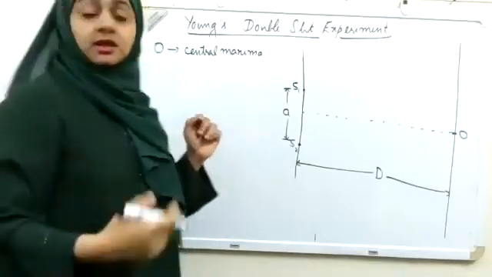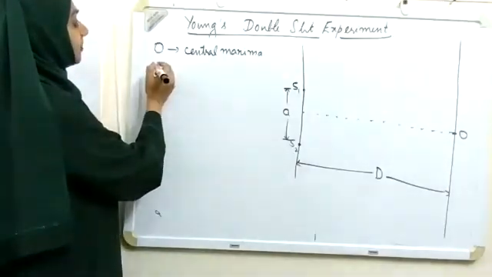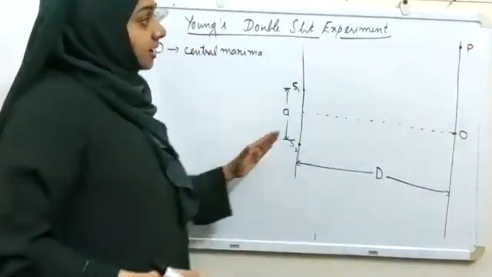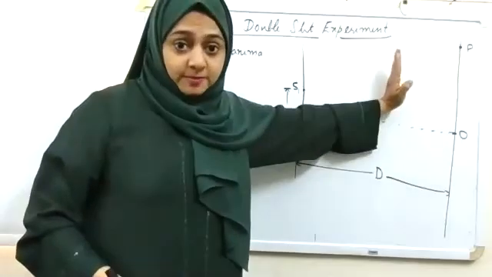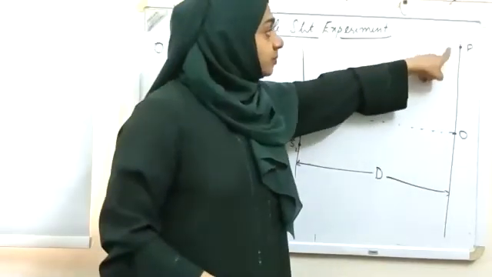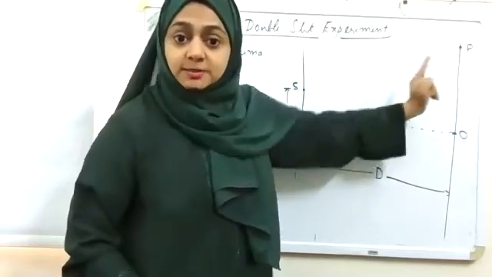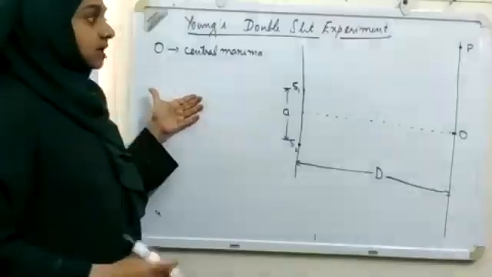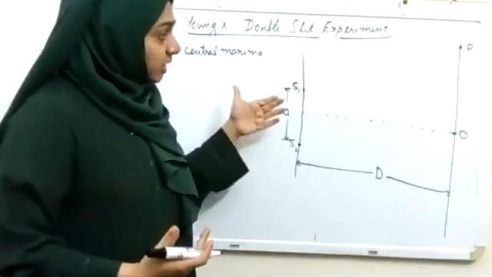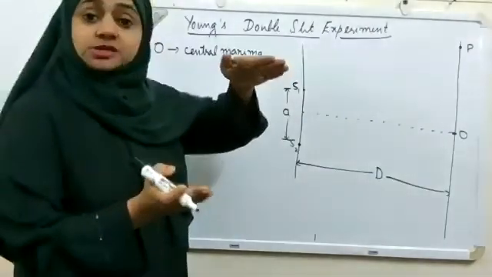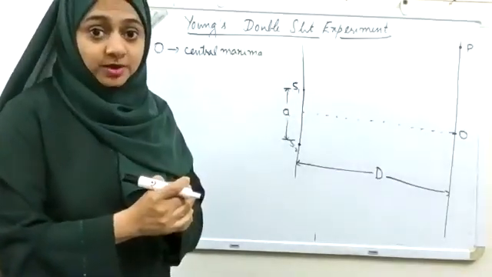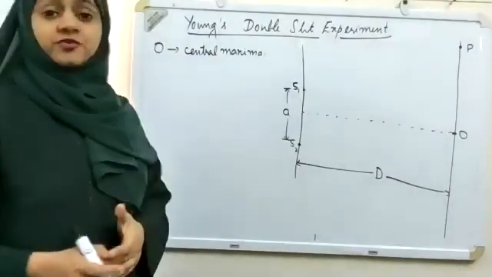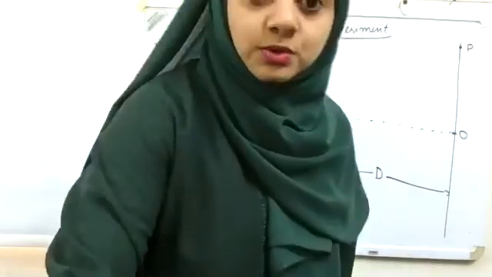Then at another point P, we will get either a maxima or a minima. So what we are going to do now is find an equation that will give the separation between two maxima or minima. We will do that in the next class because there will not be enough time for the full derivation.